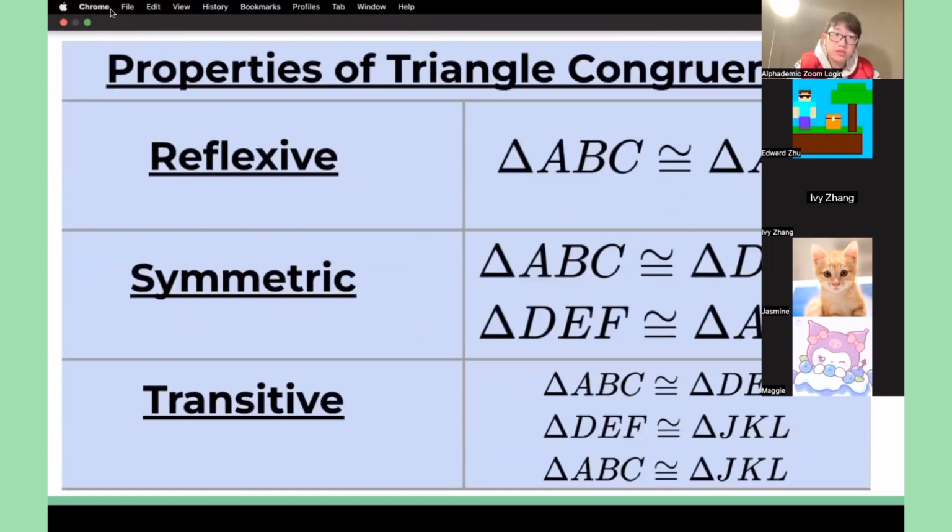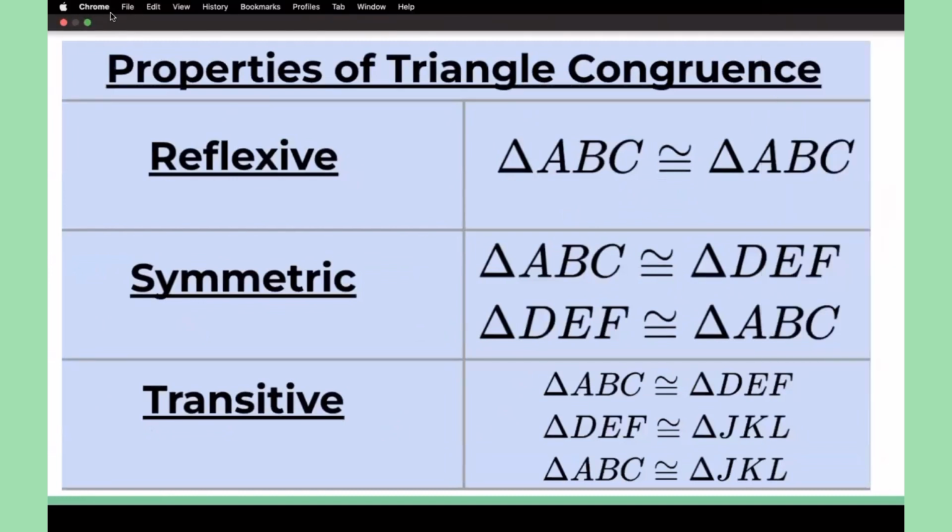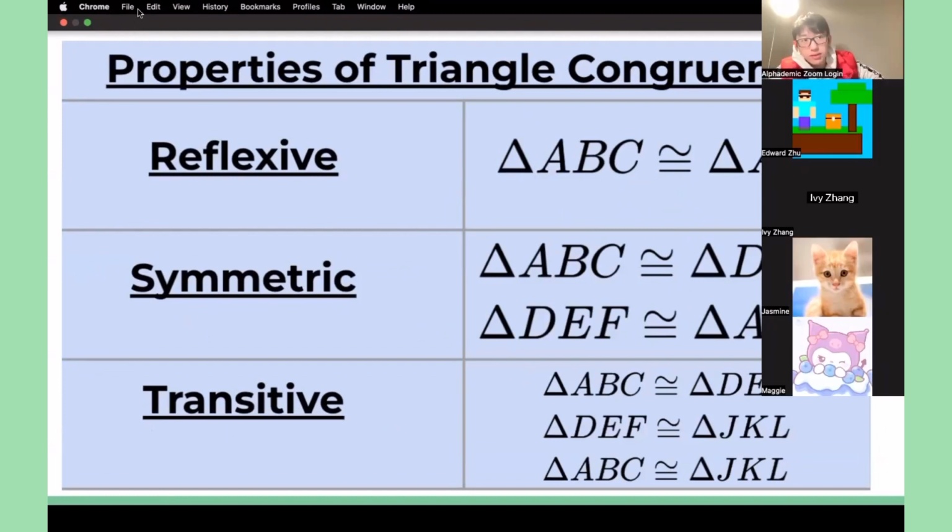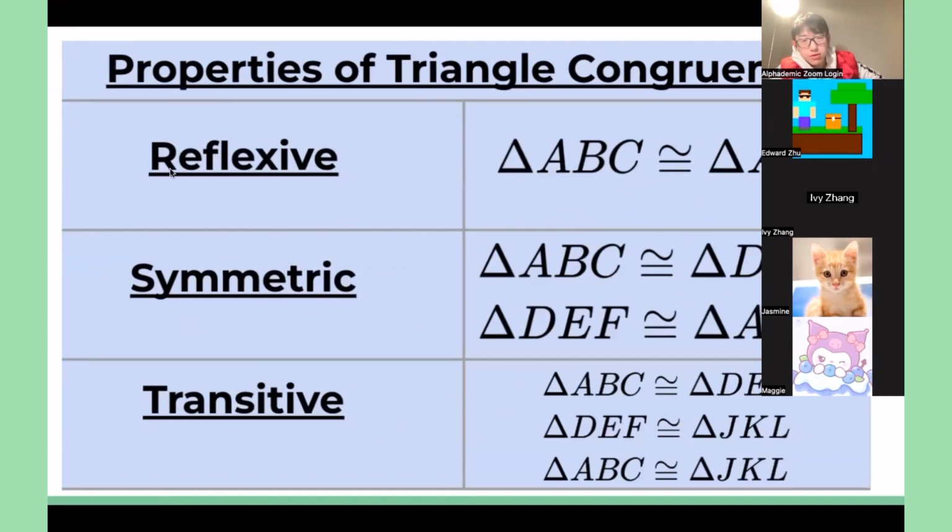Next up, we'll be going over some properties of triangle congruence. So first up is the reflexive property. We're basically saying angle ABC is congruent to angle ABC. Pretty self-explanatory. Symmetric property, where angle ABC is congruent to angle DEF, and in that case, angle DEF is also congruent to angle ABC. So it's kind of like what we talked about before, where if A is equal to B, then B is equal to A.